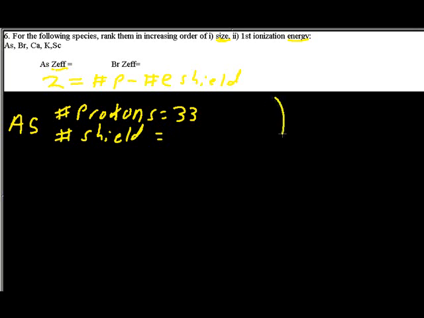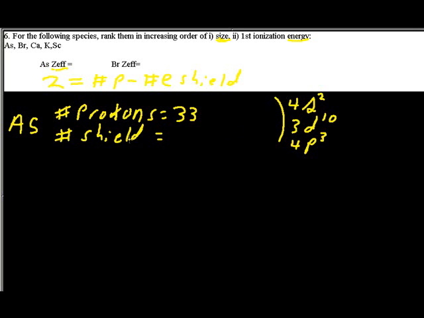The outermost electrons of arsenic have 4s2, 3d10, 4p3. Now I'd like to really encourage you to look closely at what was just written. This is the orbital structure of the outermost shell.